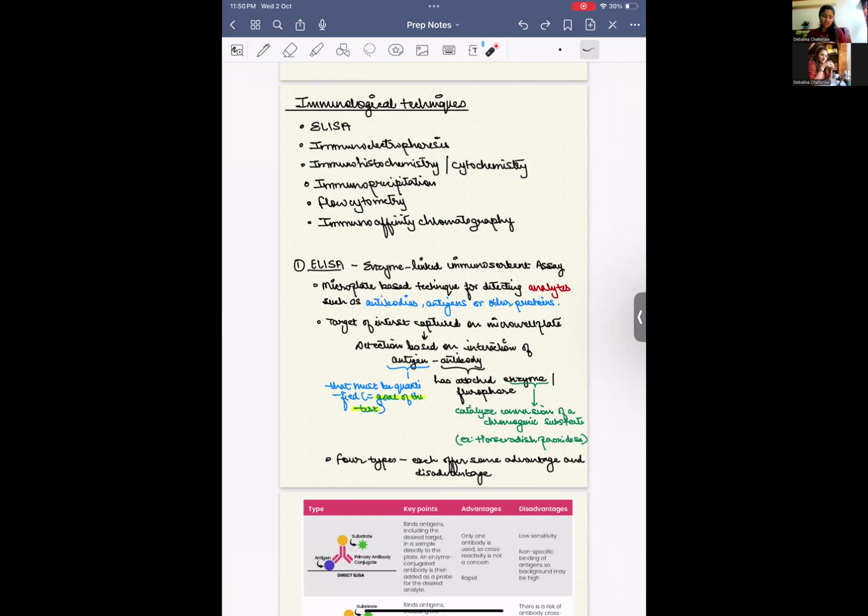So in immunological techniques, the principle that underlies all of these techniques is that there is an immune interaction, involving antibodies and the antigen. Now, what is the antigen? Why is it a technique, right? A technique is to facilitate some sort of biological study or to identify some biological analyte in, say, pathological setups, right?